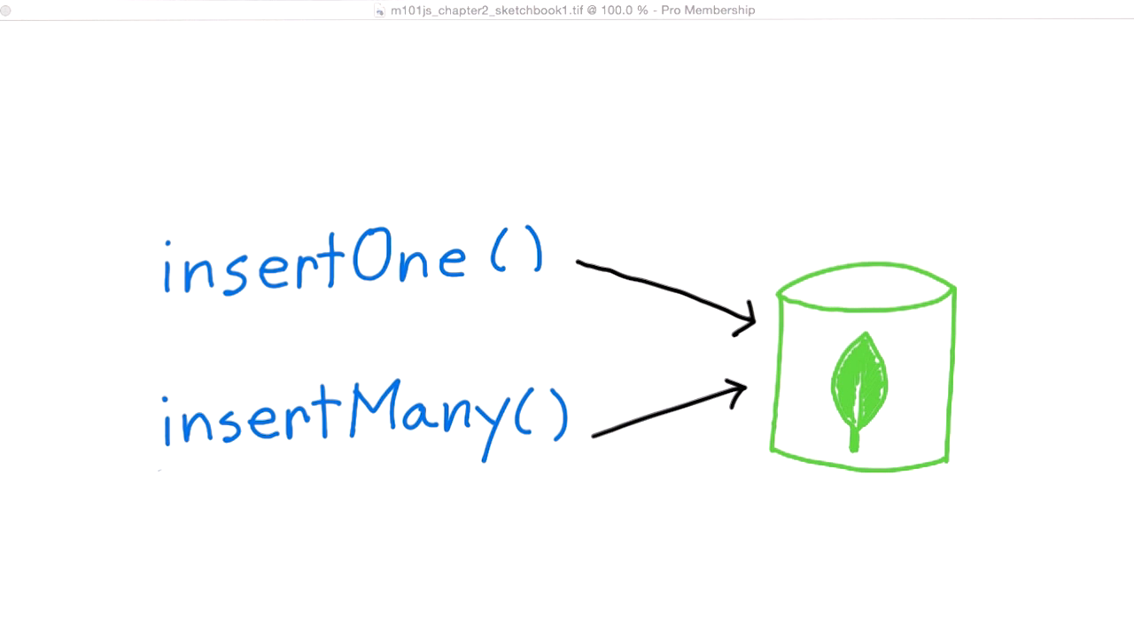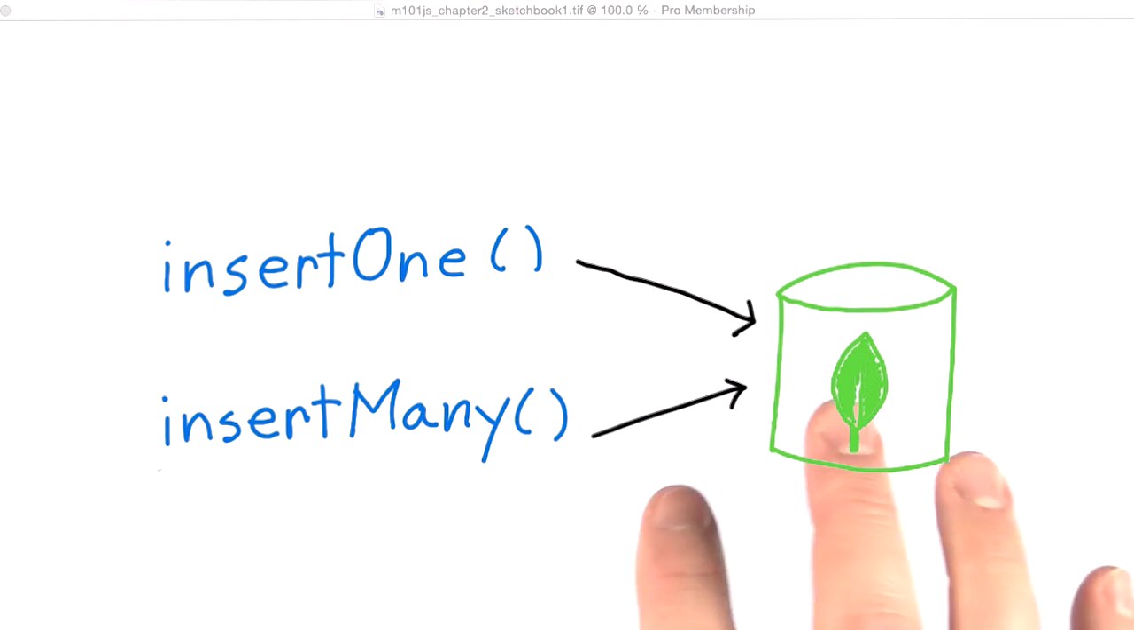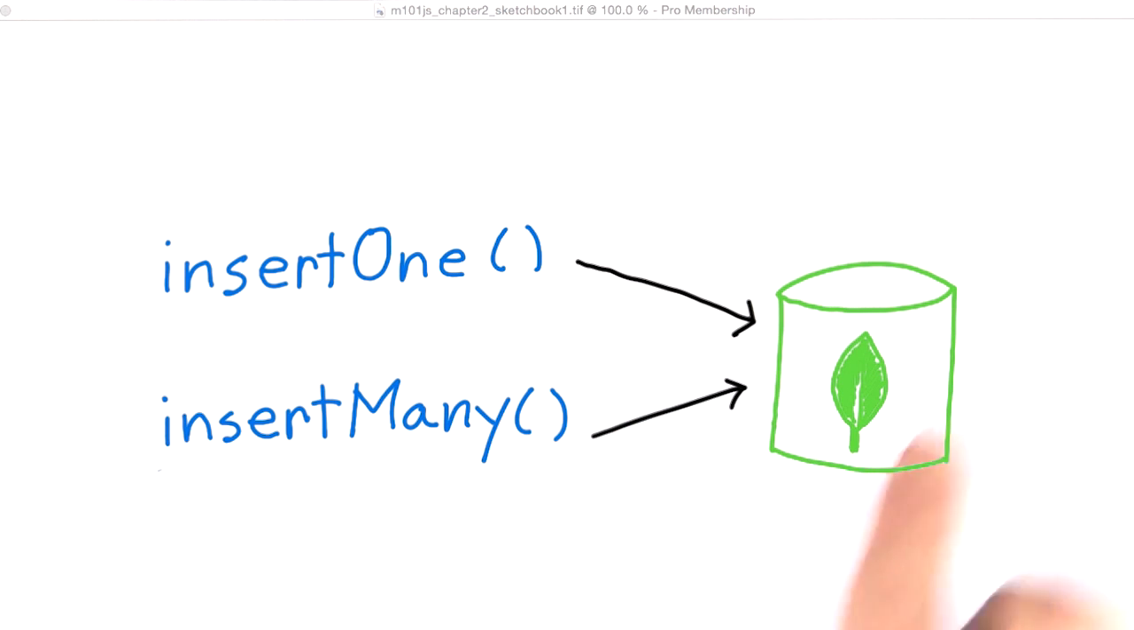To this point, we've talked about all kinds of read operations using the Node.js driver. Now, let's talk about writing data to MongoDB in Node.js. In particular, we're going to look at the insertOne and insertMany methods for collections.